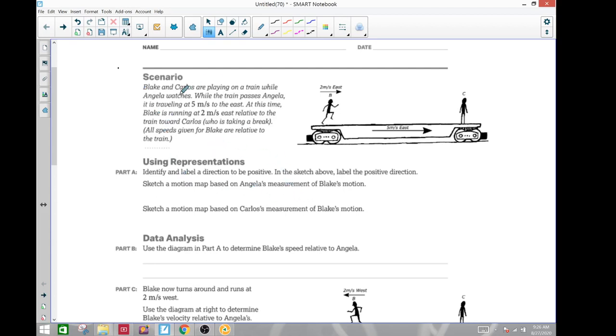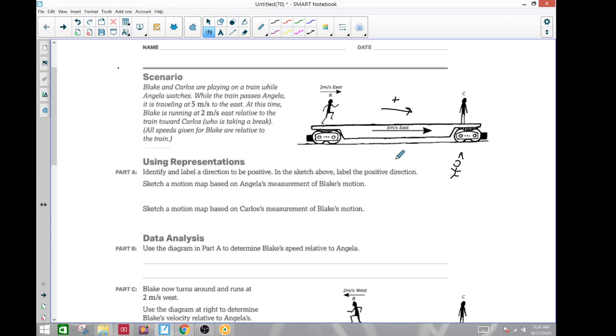So just kind of read this over. I'm assuming you've read this already. We have Blake here. We have Carlos here. We have Angela, who's standing kind of here and just looking at this. The train's moving to the right. Identify and label the direction to be positive. Okay, so I'm going to go to the right as being positive east. That's pretty standard. Okay, sketch a motion map based on Angela's measurement of Blake's motion.